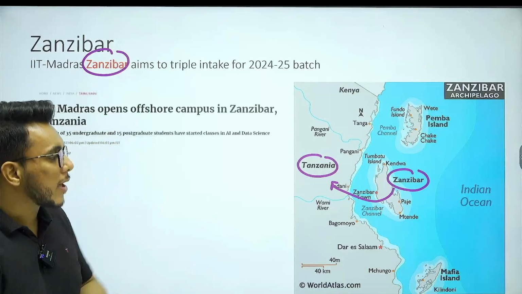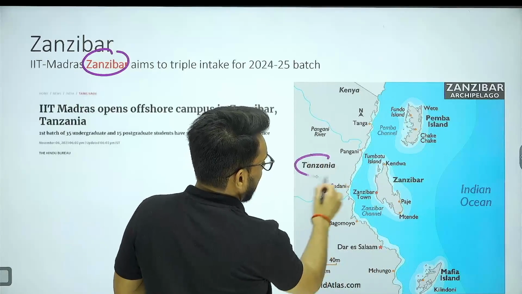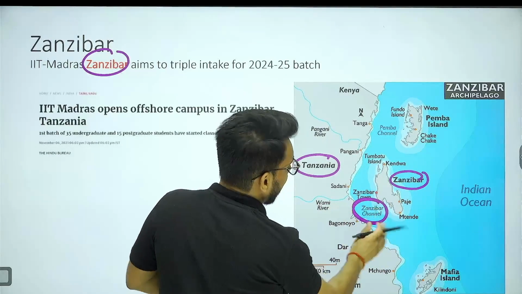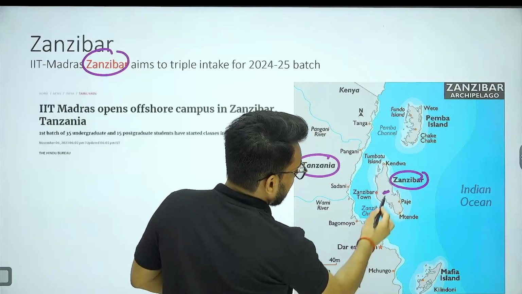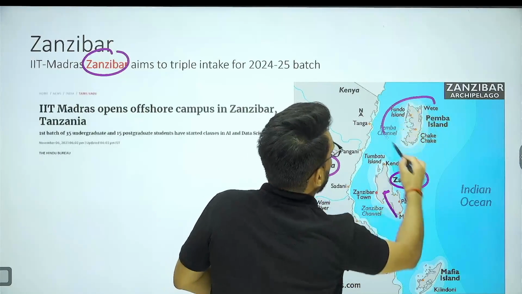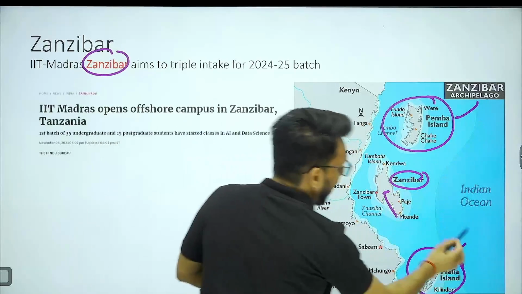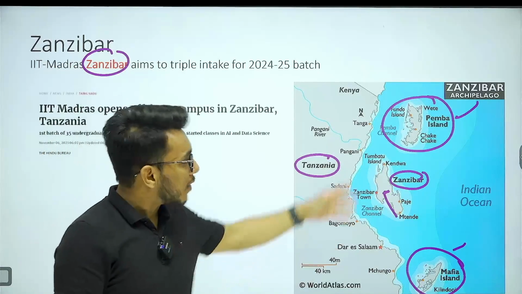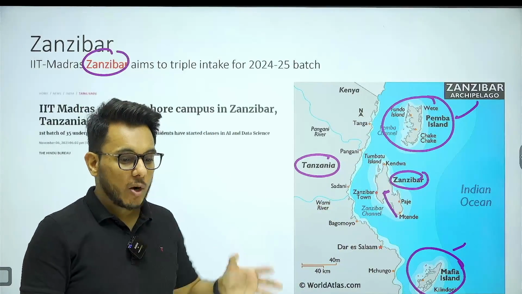Some important locations with respect to Zanzibar: here we have Tanzania, and between Tanzania and Zanzibar there is the Zanzibar Channel. On Zanzibar Island there is the IIT campus that will be opened. In the north we have Pemba Island, and in the south we have Mafia Island. Pemba Island and Mafia Island produce a lot of spices, and because of this they are also called the spice islands of the world.